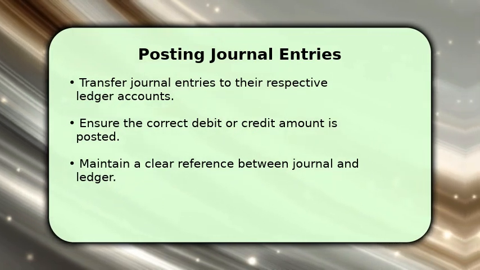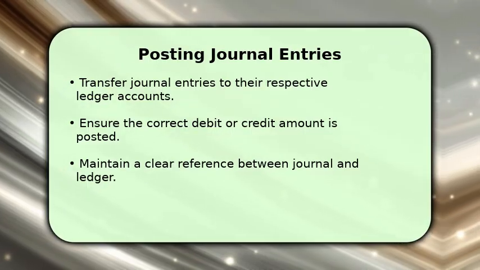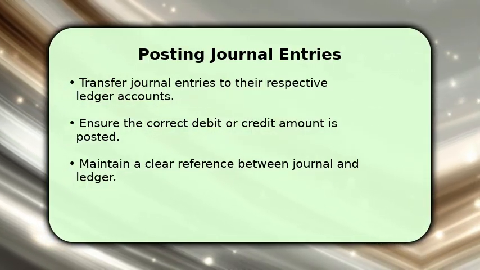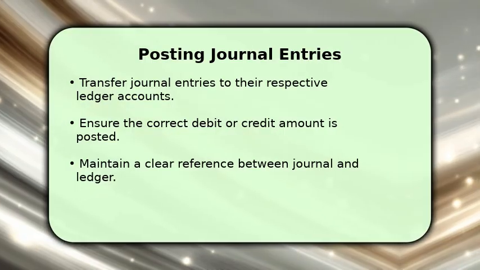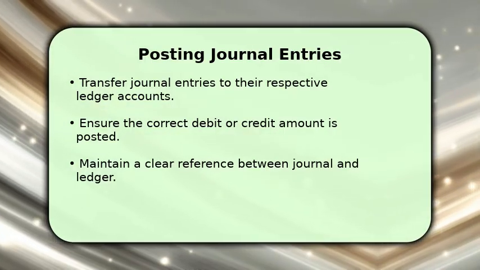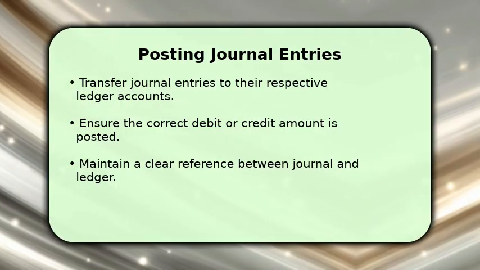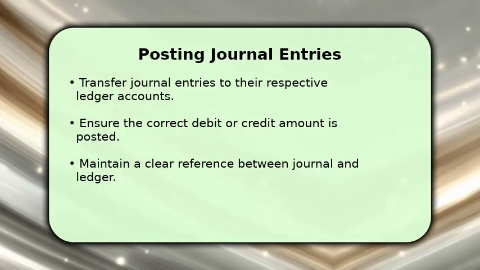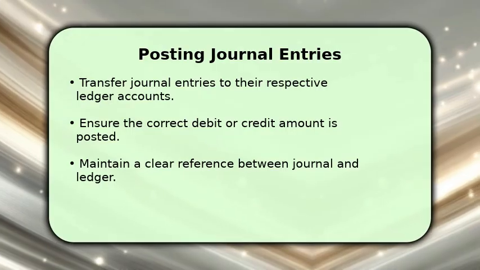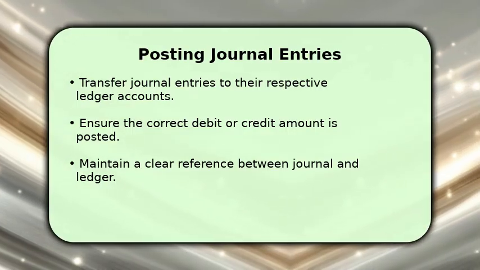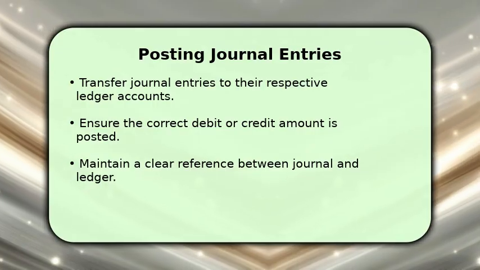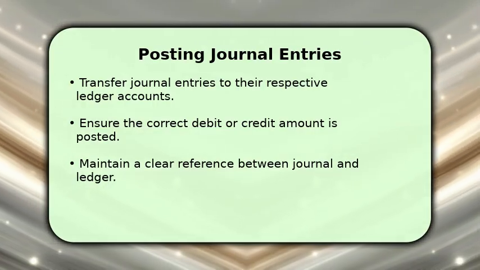Once you've recorded transactions in the journal, the next step is posting them to the ledger. This involves transferring each debit and credit from the journal to its corresponding ledger account. For example, a $500 cash payment for rent would be credited to the cash account and debited to the rent expense account in the ledger. Accuracy is key here, so always double-check your amounts and account names.